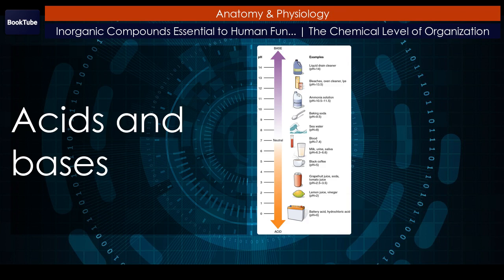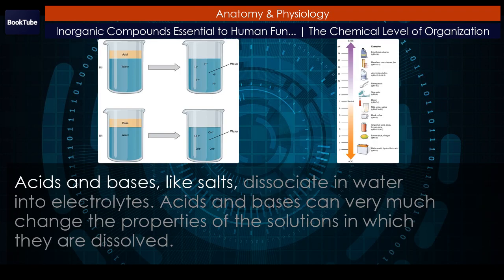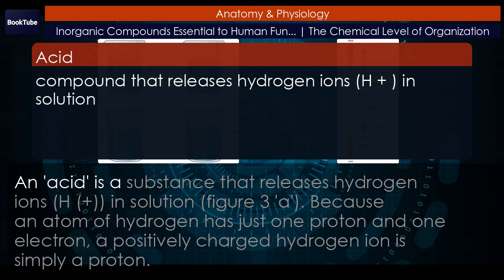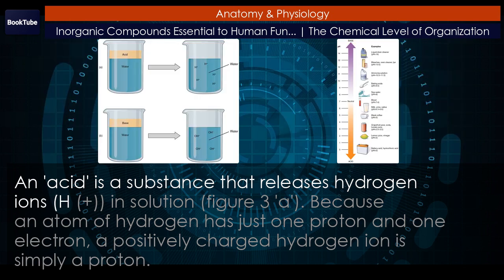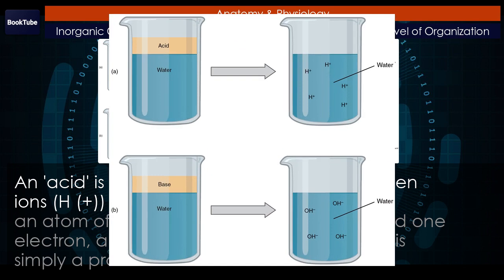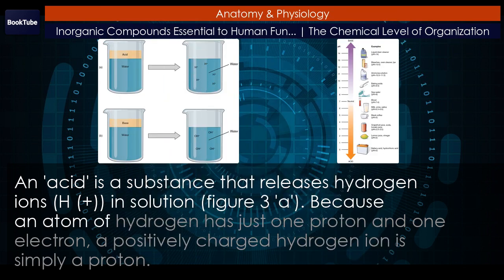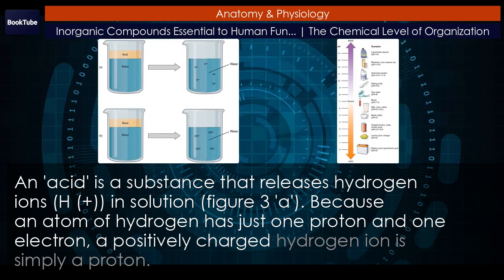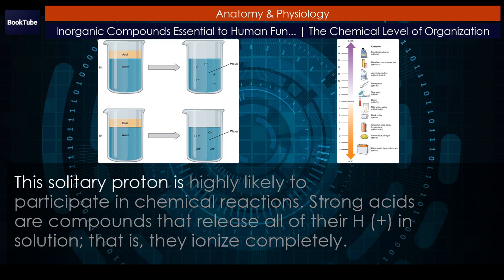Acids and bases. Acids and bases, like salts, dissociate in water into electrolytes. Acids and bases can very much change the properties of the solutions in which they are dissolved. Acids. An acid is a substance that releases hydrogen ions, H+, in solution, Figure 3, because an atom of hydrogen has just one proton and one electron. A positively charged hydrogen ion is simply a proton.